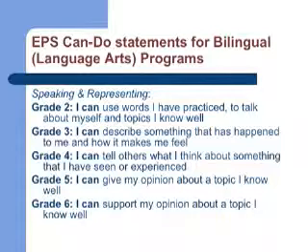So this is a cluster of outcomes grouped together to be interpreted as I can use words I have practiced to talk about myself and topics I know well. And then that same cluster of outcomes representing the bump up in the curriculum would be I can describe something that has happened to me and how it makes me feel. Grade 4 would bump up to I can tell others what I think about something I have seen or experienced. Now you're getting the idea here.